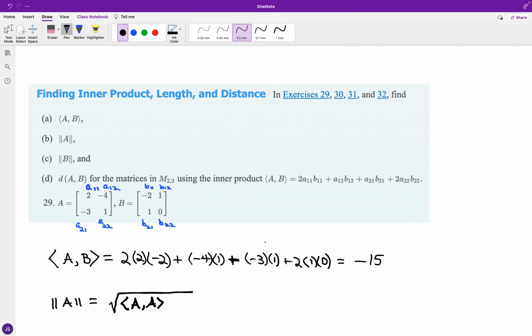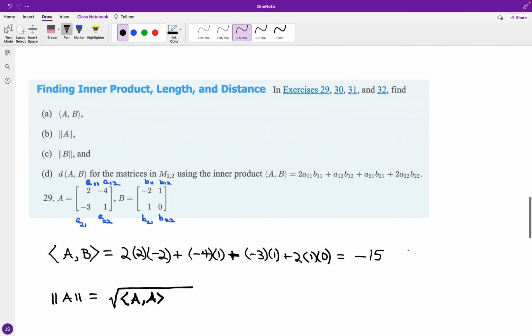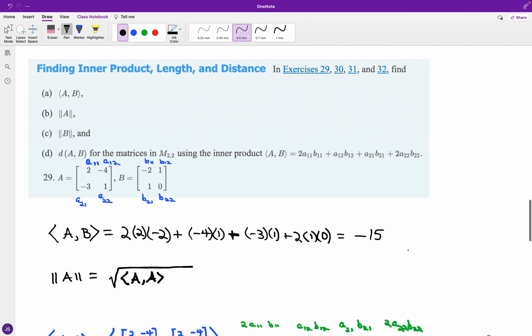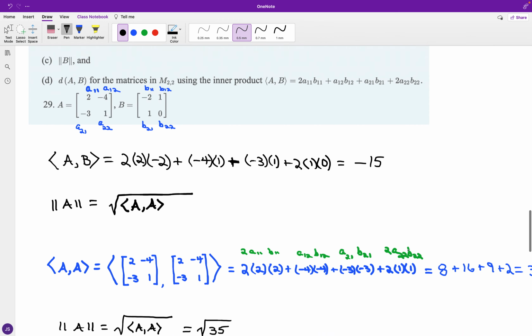Okay, so we got negative 8 plus negative 4 plus negative 3 plus 0. So this will come out to negative 15. So the inner product is going to end up at minus 15. And for the norm of A, that's going to be equal to the square root of the inner product of A with itself. And so for the inner product of A and itself, you got the matrix A duplicated and carrying out the formula, but with the terms in B replaced with A and the same subscripted amounts.